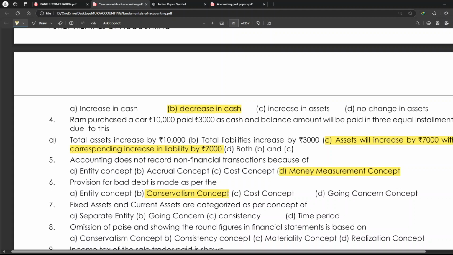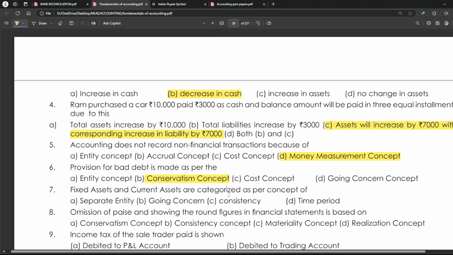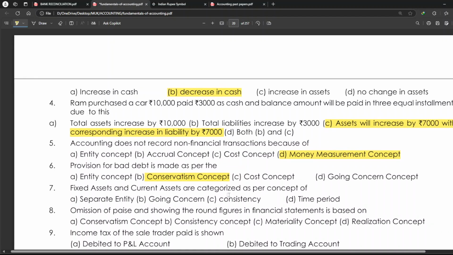Fixed assets and current assets are categorized as per which concept? Fixed assets and current assets are categorized, that we should know.